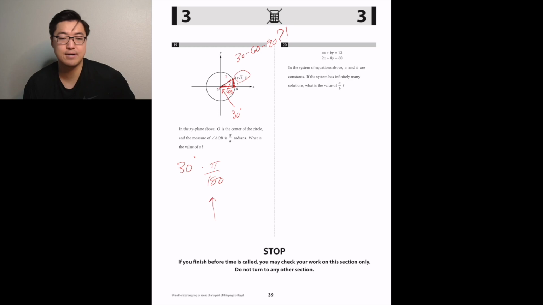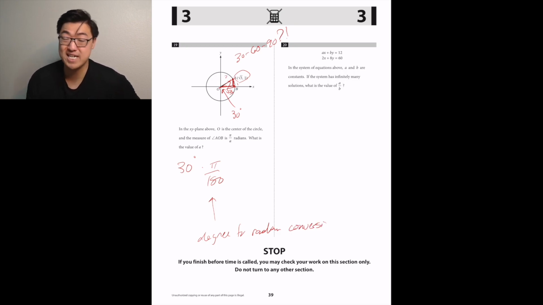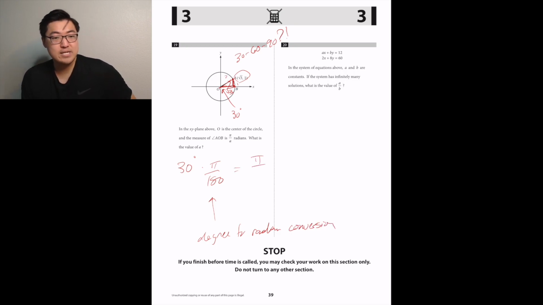I need to convert 30 degrees into radians. If you want to go from degrees into radians, you multiply by pi over 180. So 30 degrees times pi over 180 is pi over 6. They're asking for pi over something, so I answer 6.